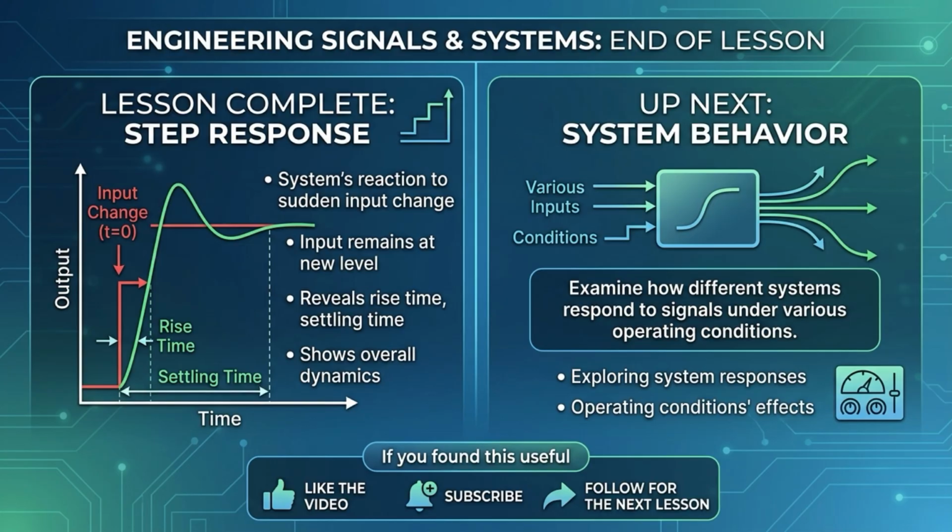In this lesson, we learned that the step response describes how a system reacts when its input suddenly changes and remains at a new level. We also saw how step responses reveal important characteristics such as rise time, settling time, and overall system dynamics. In the next lesson, we will explore system behavior and examine how different systems respond to signals under various operating conditions.